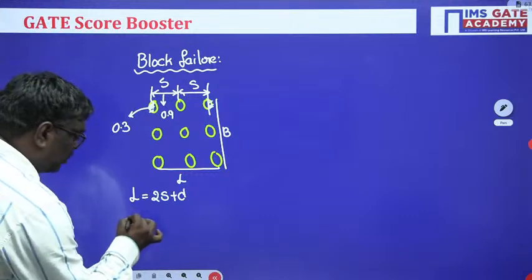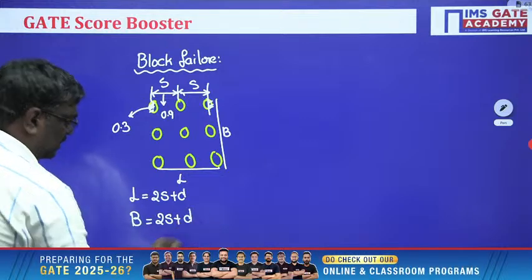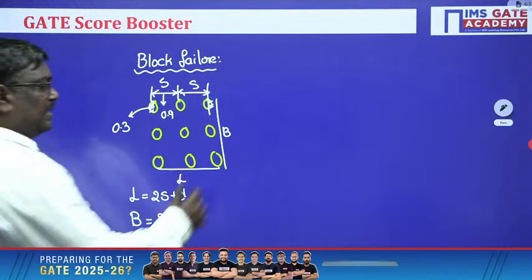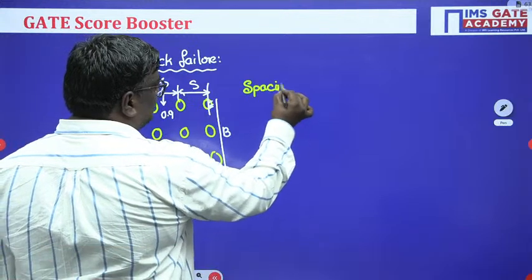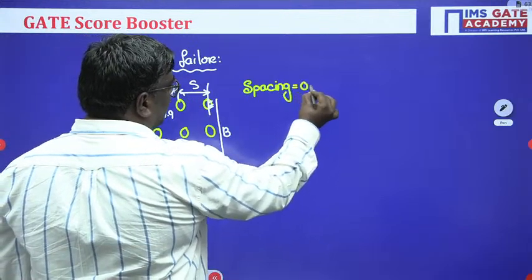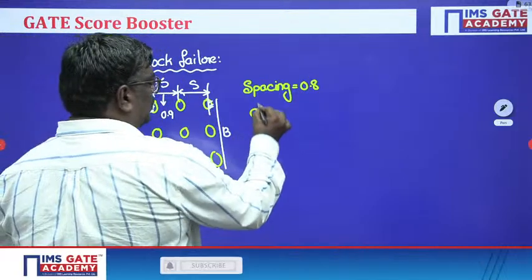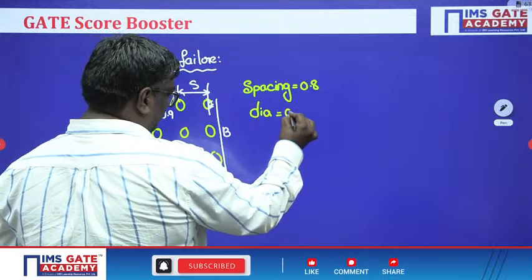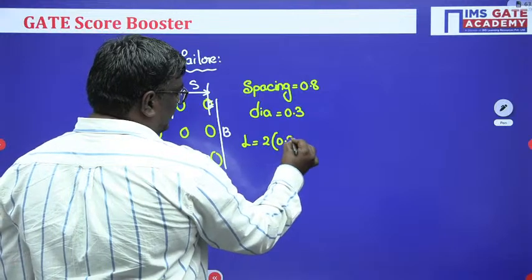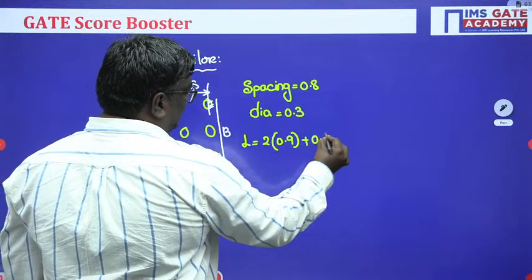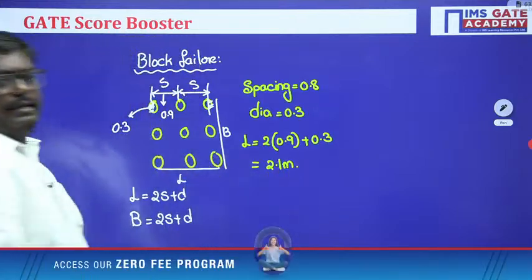Similarly, B is equal to what, sir? B is also equal to 2S plus D. Yes or no? So spacing is given as how much in the problem? Spacing is given as 0.9. Okay, diameter is given as how much, sir? 0.3. So length is equal to 2 into 0.9 plus 0.3. That is equal to how much, sir? 2.1 meter. Am I clear, students?